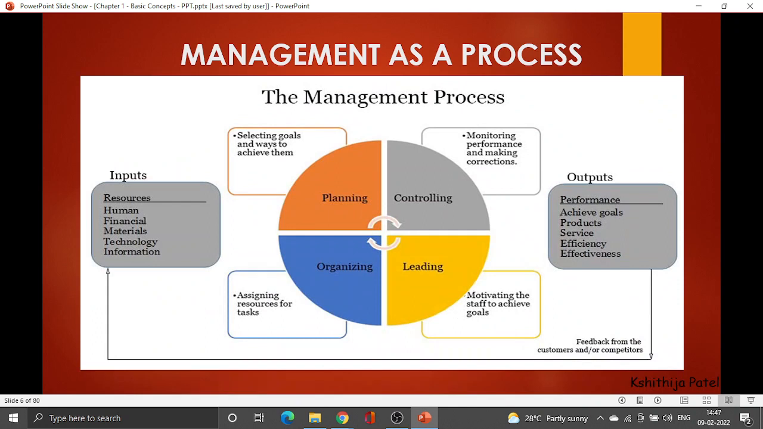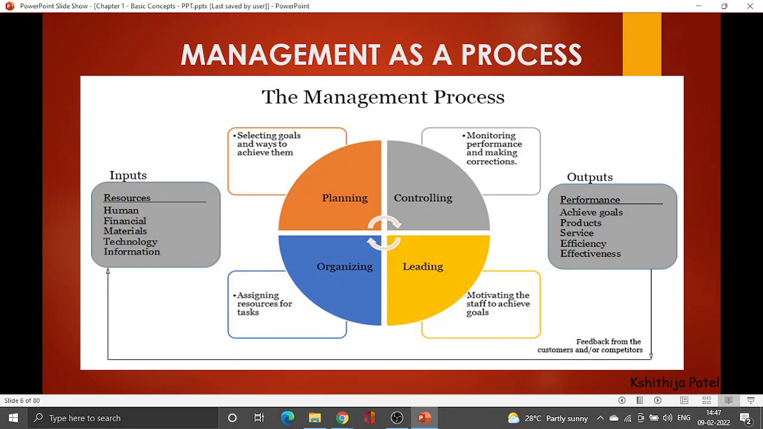Now, management as a process. I hope management as a noun you are clear with. Now, what is a process? Process is something we do step by step. Once we are done with finishing it once, we'll start over with it all over once again.